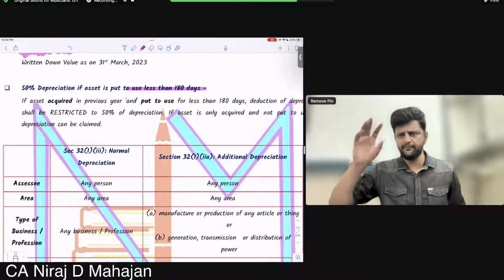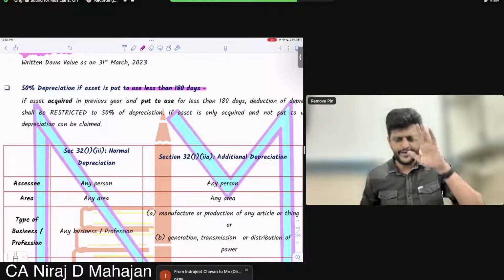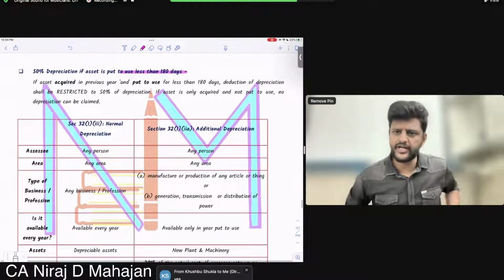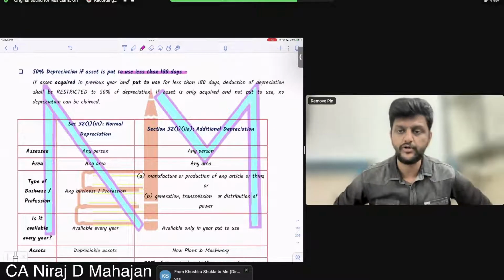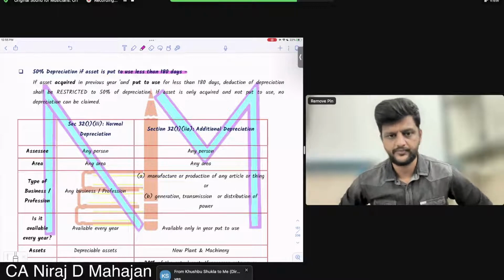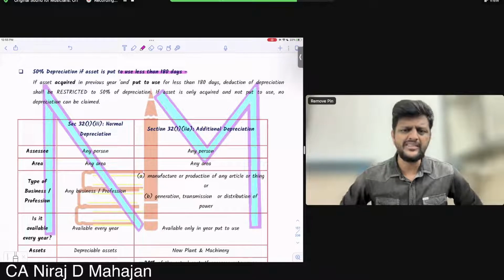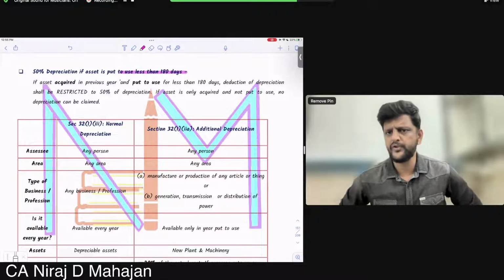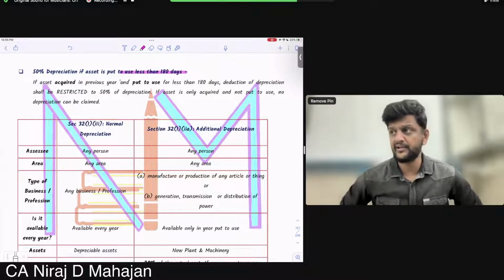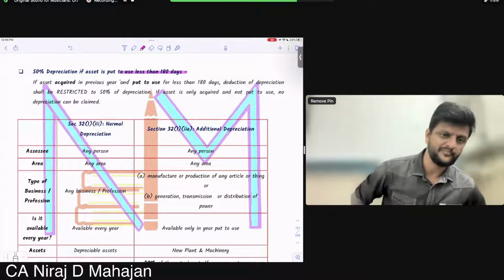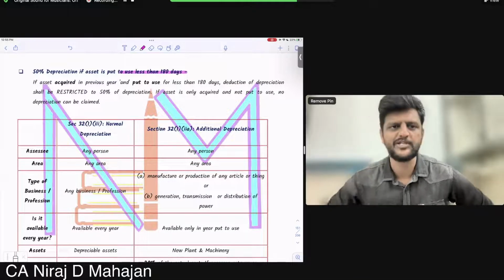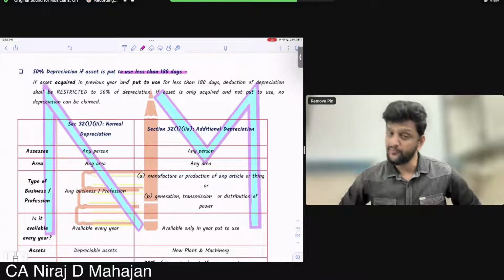If I buy an asset and put it to use in April 22, I am using it for the entire year. So yes, I should get full depreciation for the year. But if I buy an asset and put it to use in March 23, I am using it only for 1 month. So they say no, we will not allow you the entire year's depreciation. We will give you only half depreciation. Normally speaking, it is luckily not based on number of days or months, otherwise it would be so complicated.